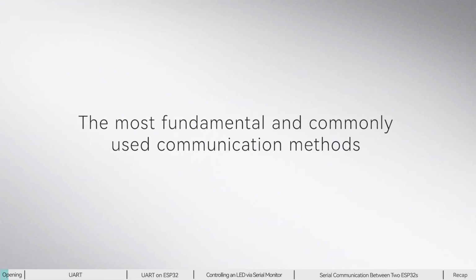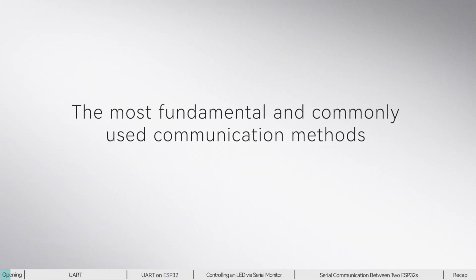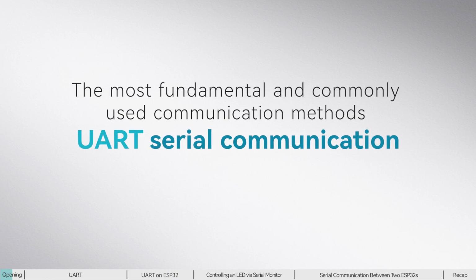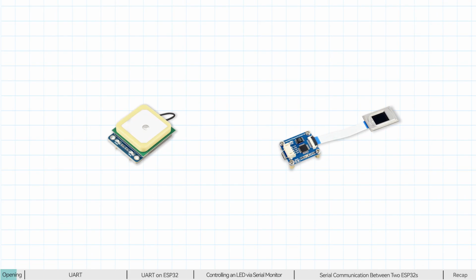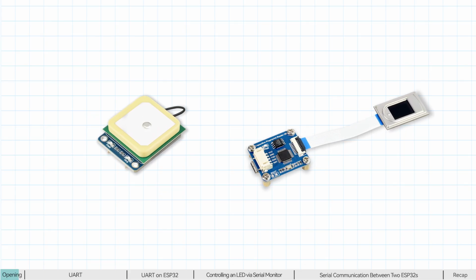In this lesson, we will learn one of the most fundamental and commonly used communication methods, UART serial communication. It is the basis for outputting debug information to a computer, and it is also widely used for communicating with various peripherals, such as GPS modules, fingerprint recognition modules, and more. Let's get started.